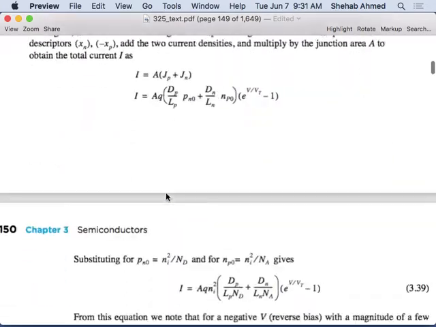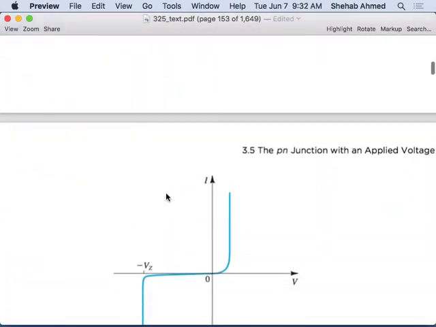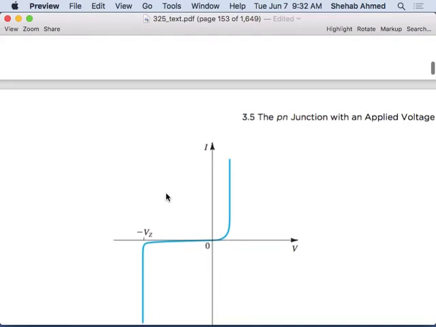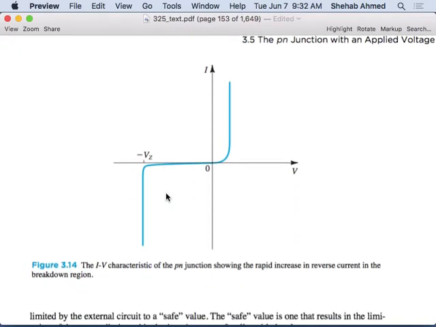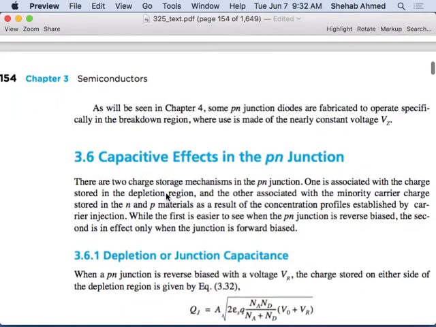For it to be forward bias, the positive has to be connected to the n-type. No, for it to be forward bias, the positive has to be connected to the p-type, right? You're going to be helping the electric field. So we'll look at that a little bit more. Okay, so yes, go ahead.